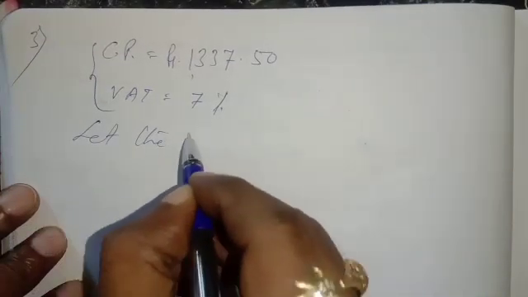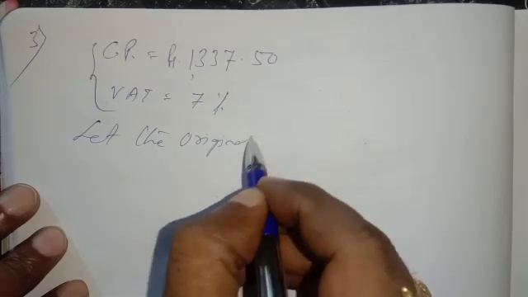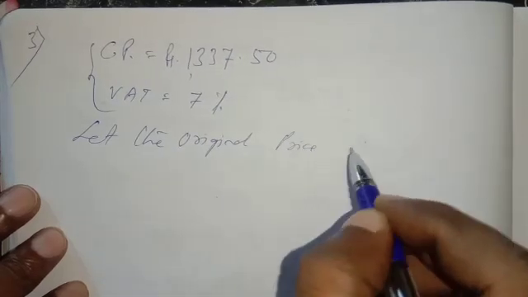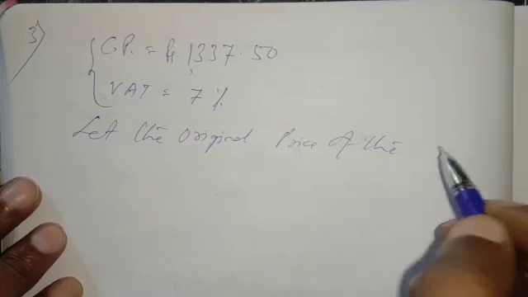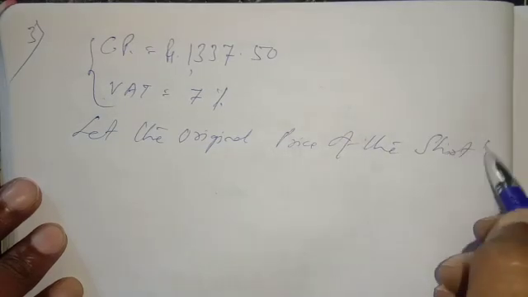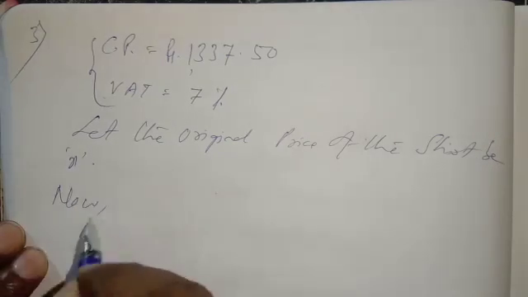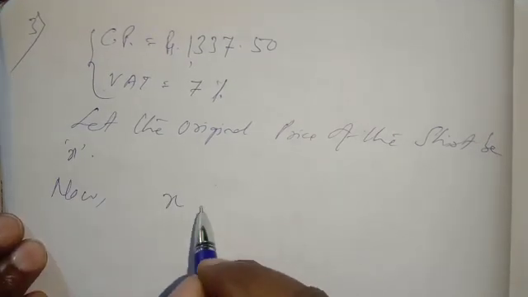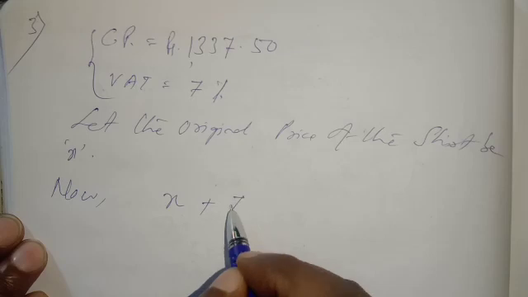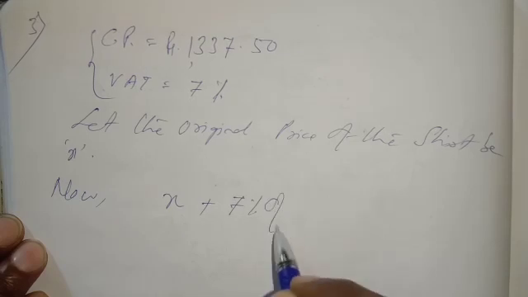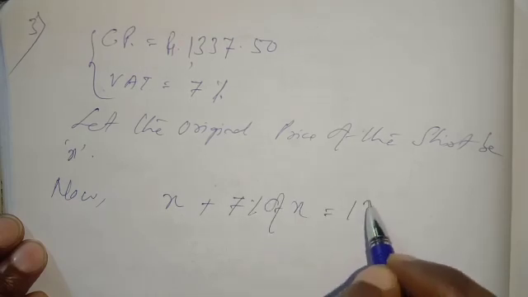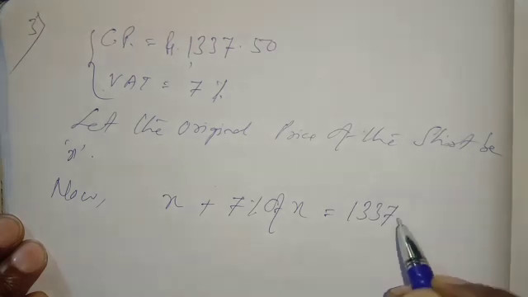Let the original price of the shirt be X. So now the original price X plus VAT, how much? 7%. Means 7% of X, which is equal to 1337.50.